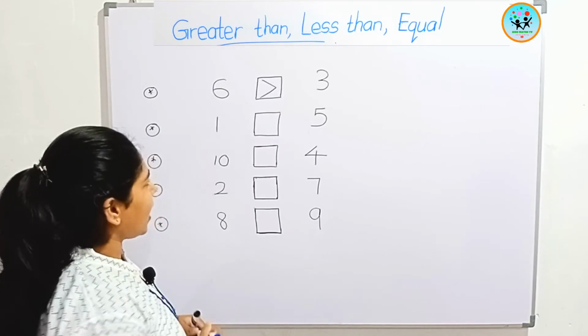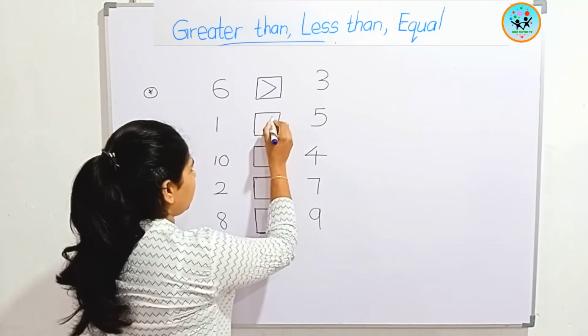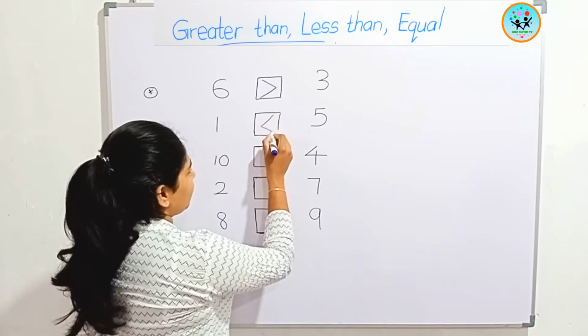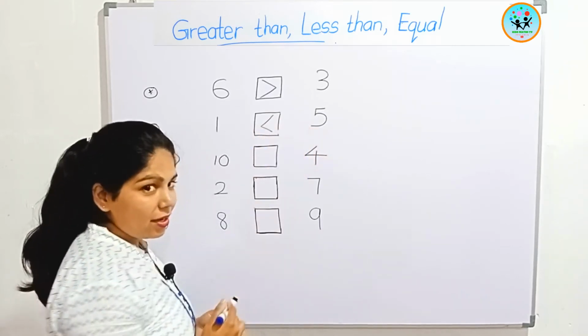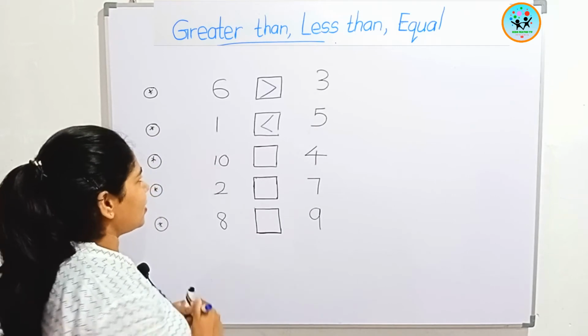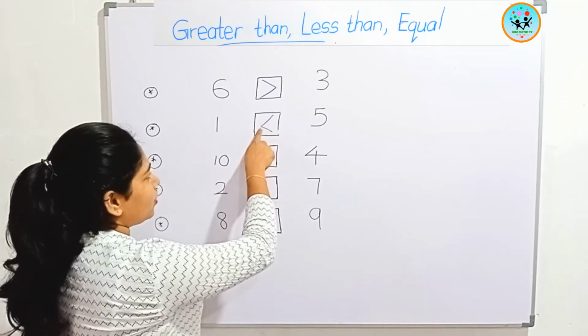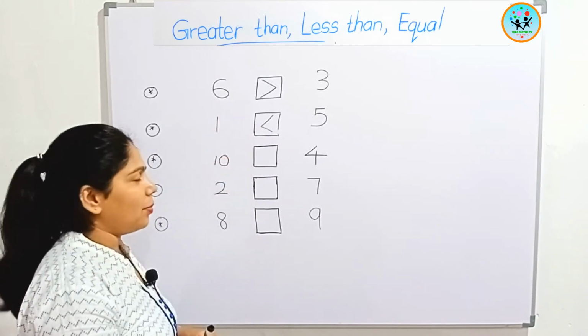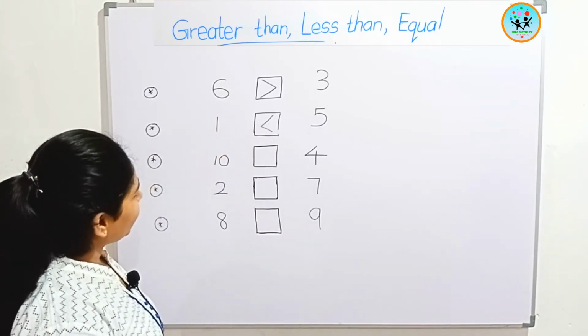Symbol should be placed like this. Open mouth of the symbol towards greater number. It means 5. Yes. Close mouth of the symbol towards less number. Yes. Look at the next one.